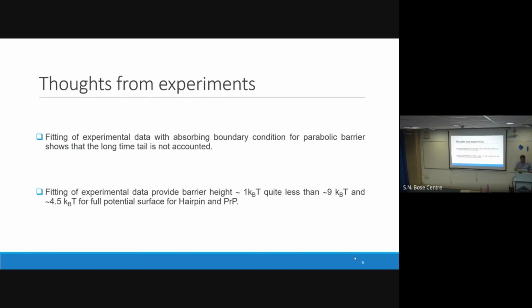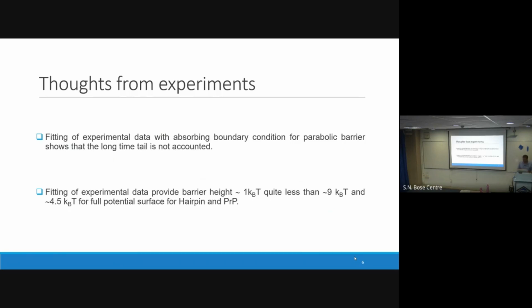So the second discrepancy is with the fitting parameter obtained from the analytical theory and from the experiment. Experimentally, it was earlier obtained, for these two experiments with a DNA hairpin and PRP protein, that the unfolded to folded barrier height is about 9 kBT, between 9 and 10, for the hairpin, and 4.5 kBT for PRP. kBT means thermal energy.